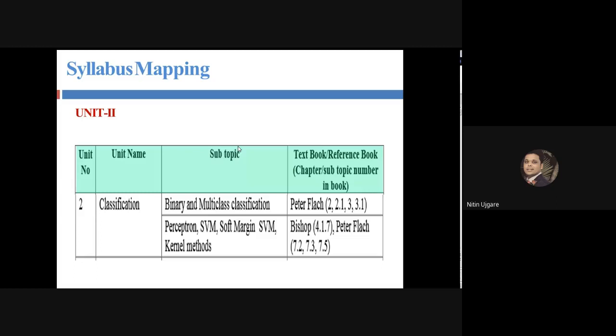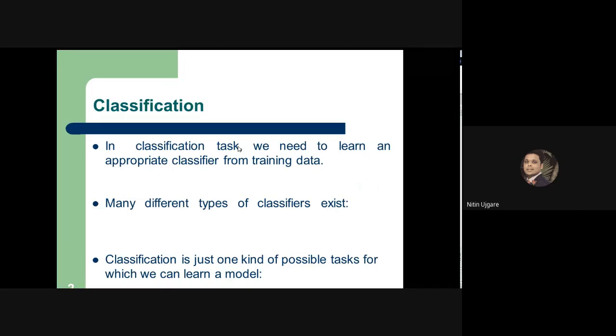You will find all the topics of this unit in Peter Flach as well as in Bishop and Duda, that is, Pattern Classification, the name of the book. So let us start. What is classification? Classification is basically a task in which we need to learn an appropriate classifier from training data. By classifier, I mean a machine learning model which is built using a training data set and a machine learning algorithm. There are many different types of classifiers, such as the linear classifier, Bayesian classifier, and distance-based classifier.